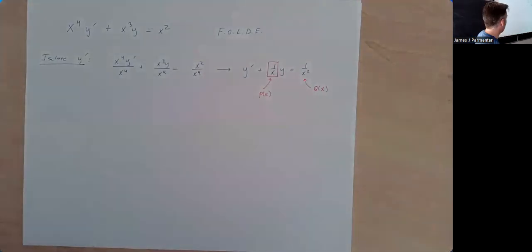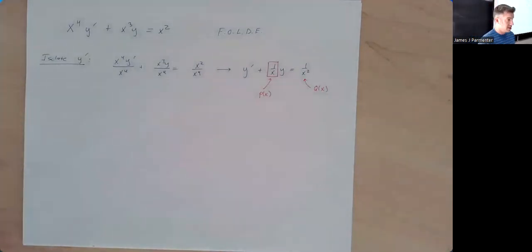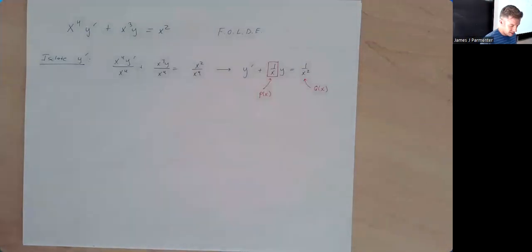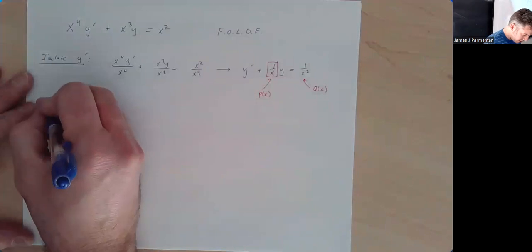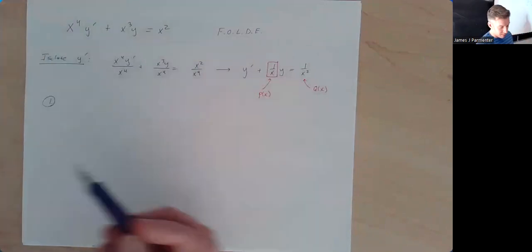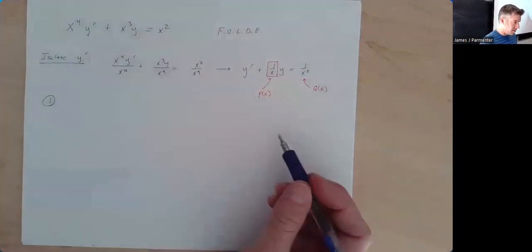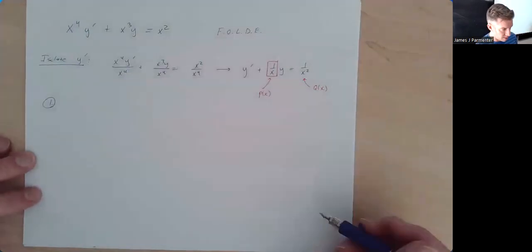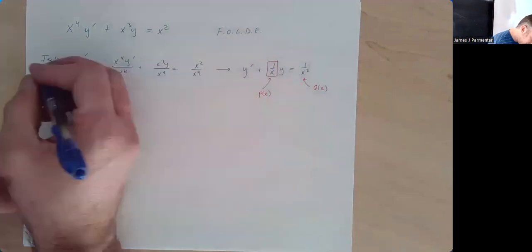So the steps are always the same, in that we're doing the same sort of thing. They might differ from each other in that sometimes they're going to be harder, sometimes easier. The first step was to isolate y prime, to write it as y prime plus p of x times y equal to q of x. So that was our first step.